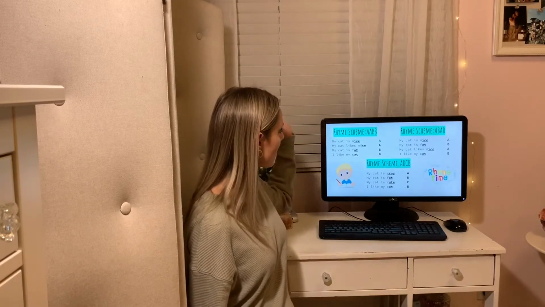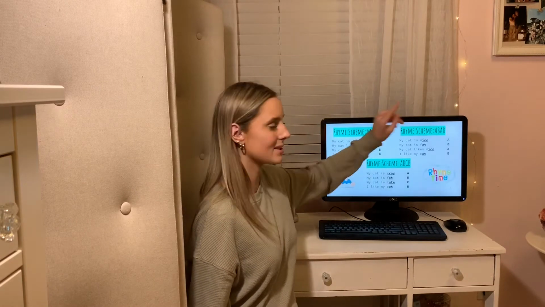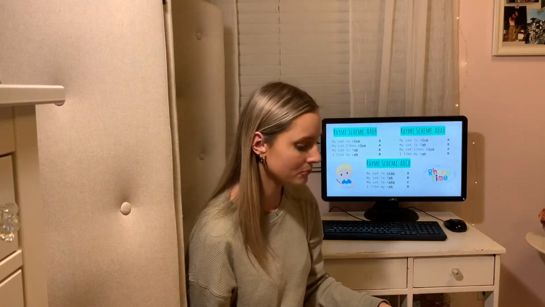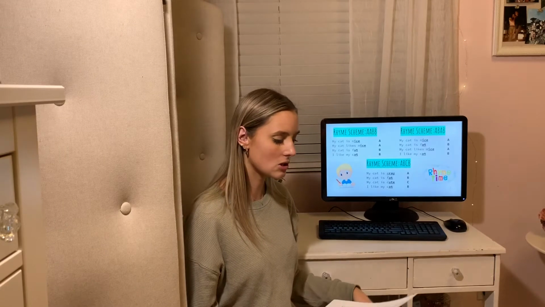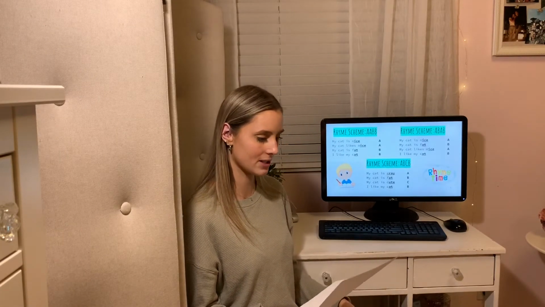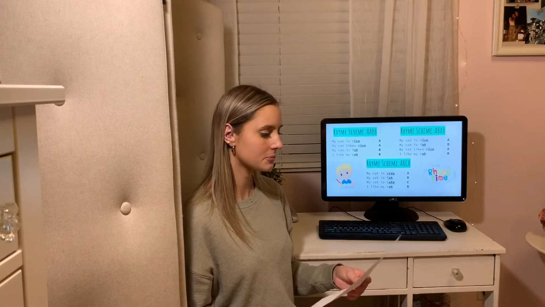Okay, so now that we've finished our presentation, we can start our read aloud. And I'm going to have you try and recognize which rhyme scheme each poem is using. So let's start with a poem from Falling Up by Shel Silverstein. This one is called Obedient.